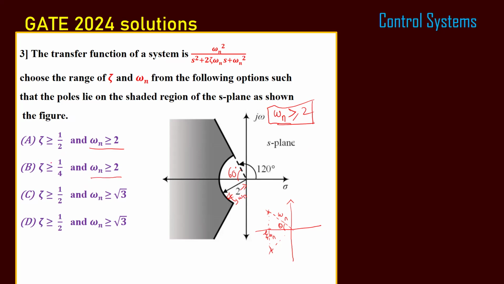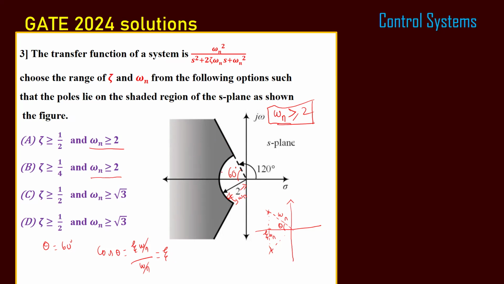Now we need to find the range whether zeta is greater than or equal to 1 by 2, or greater than or equal to 1 by 4. So already we have found out the theta as 60 degree. Theta equal to 60 degree. Now what is cos theta? Cos theta is zeta omega n by omega n, that is adjacent side by hypotenuse. So the omega n gets cancelled. Cos theta equal to zeta. So the poles should lie in the shaded region. So it may lie from cos 60 degree to 0 degree or to minus 60 degree.